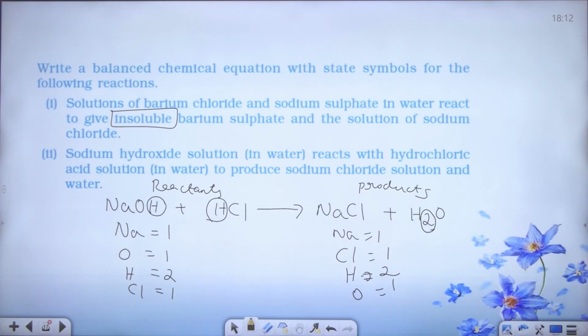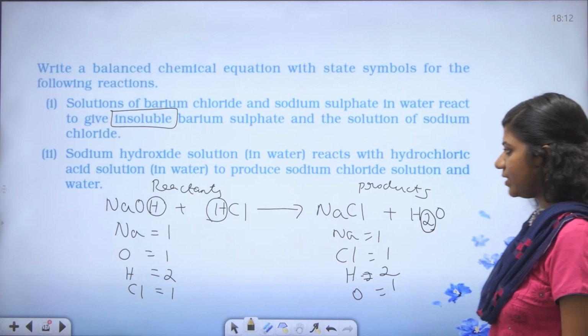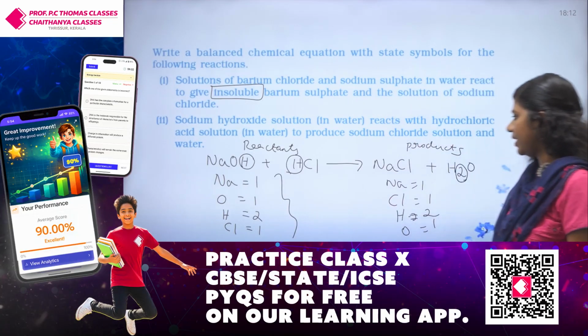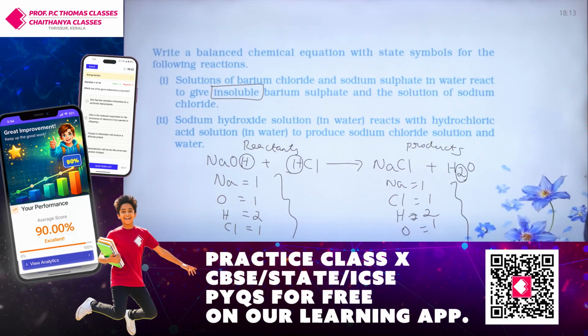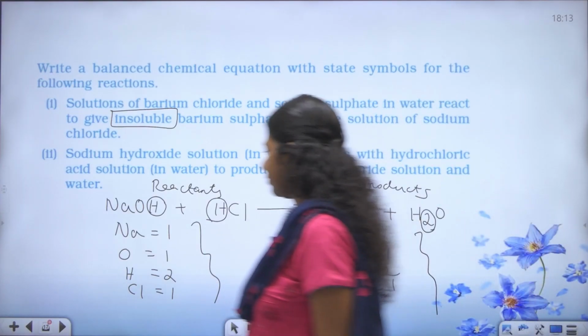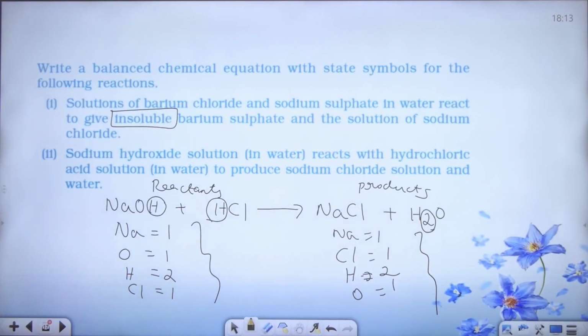Is this equation balanced or not? Yes, this equation is balanced because the number of each atom on the reactant side is equal to the number of each atom on the product side. Sodium 1, oxygen 1, hydrogen 2, chlorine 1. So this equation is balanced. Okay, is it clear? This equation is already balanced.